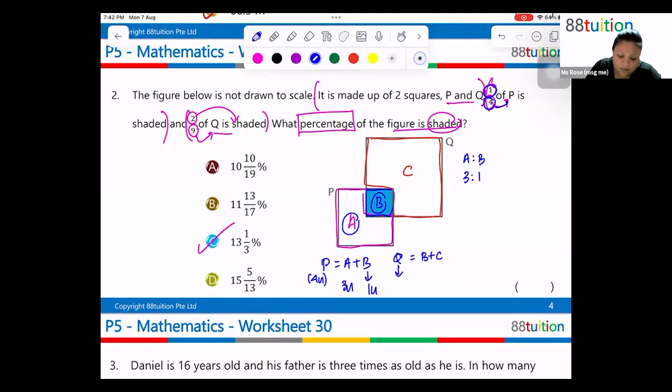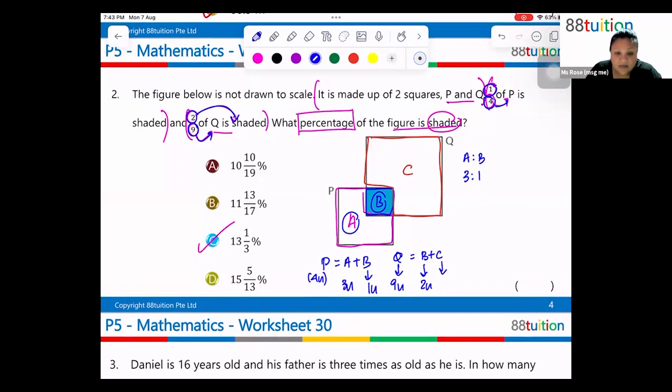Now, since Q is made up of how many units? 9. And the shaded part B here is 2 units. That makes C how many units? 7. Very good. Okay, so now I know that the ratio of B is to C will be 2 is to 7.